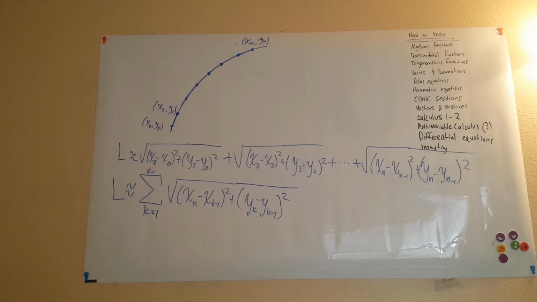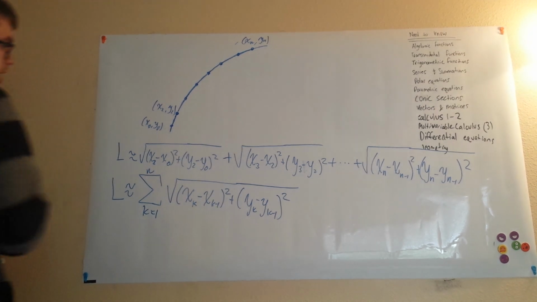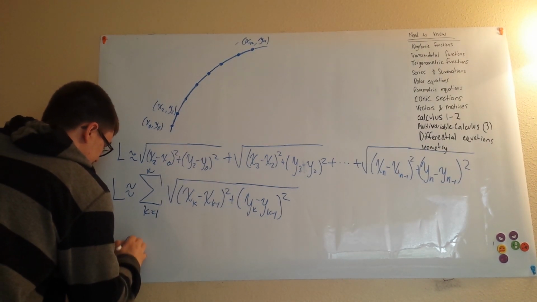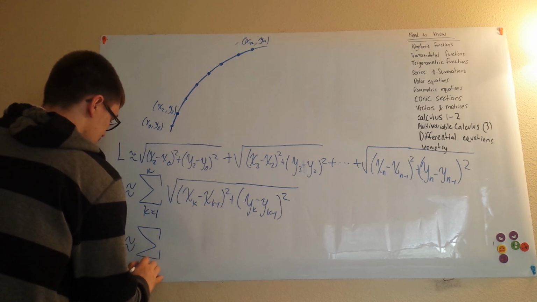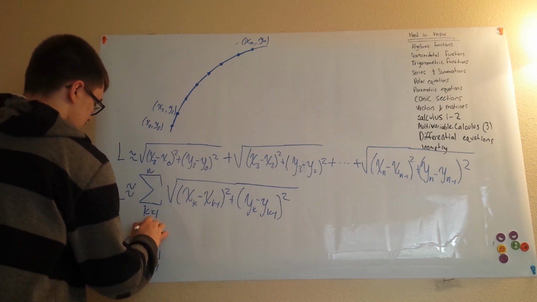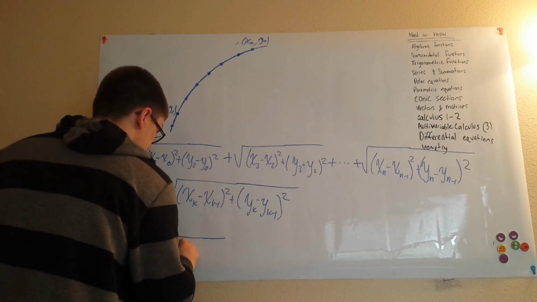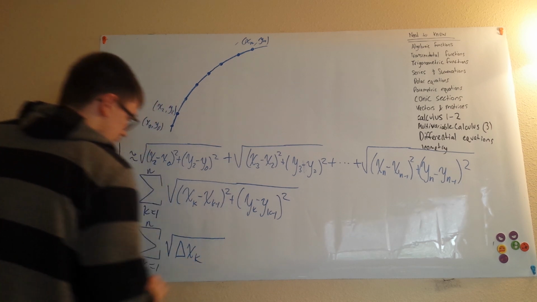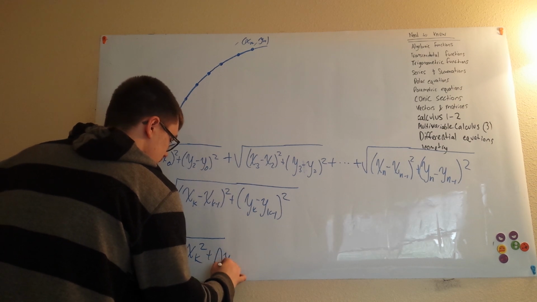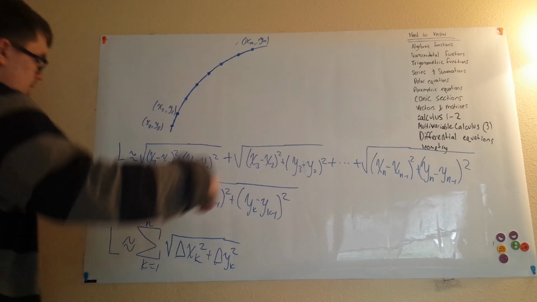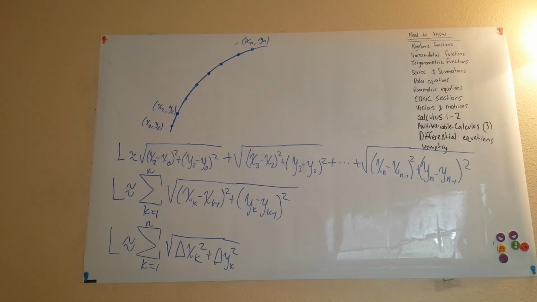Here's what we end up doing. We end up changing this a little bit more. So this is now the summation from k equals 1 to n. I'll make this a little bit smaller. This is the delta x sub k squared plus the delta y sub k squared. So we changed it a little bit more to see it better.